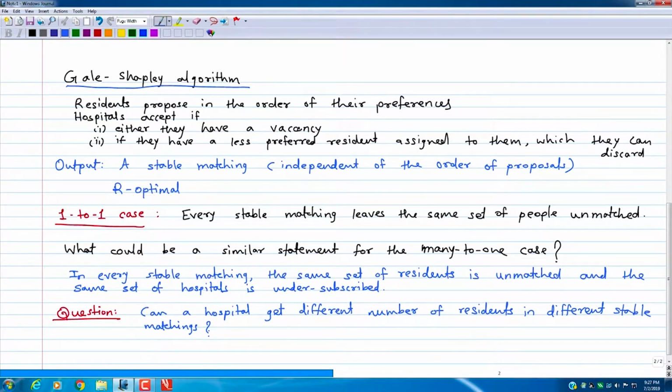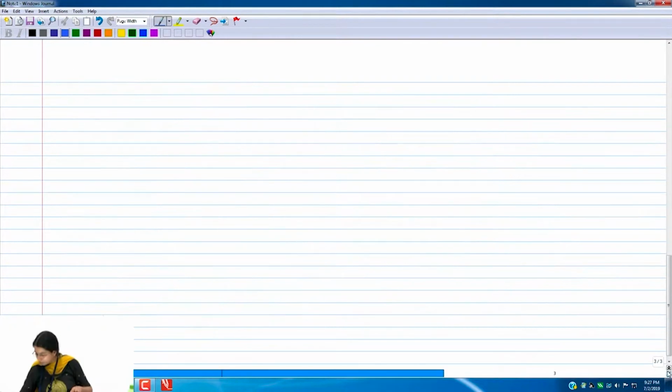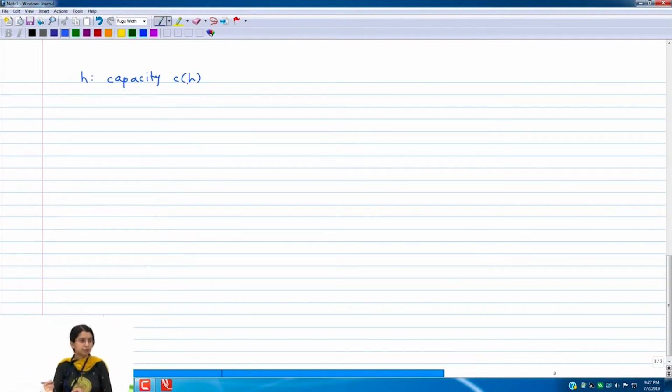Yes. Yeah, so this is a very good point. So her answer is that a hospital H has capacity CH. So now what if I make CH many copies of this hospital? So I will make the copies H1, H2. So let's say this CH is K. So H1 to HK.